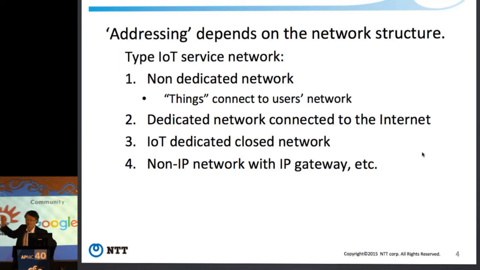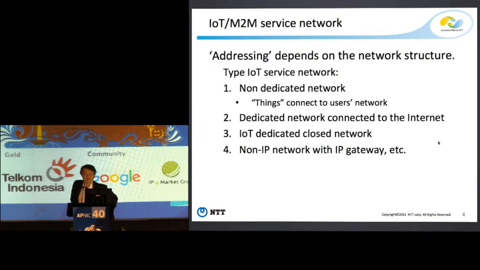This shows 4 types of network. First one is a non-IoT dedicated network, and the second type is a dedicated network connected to the internet, and the third type is an IoT dedicated closed network, and the fourth is a non-IP network with an IP gateway. And maybe there are other types of IoT network. So if you know or have such a network, please let me know.